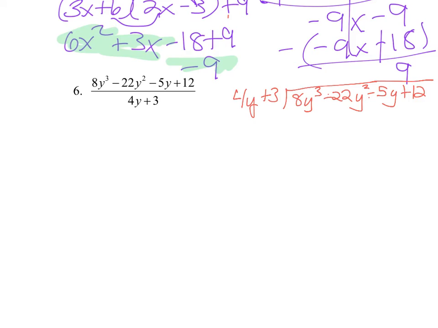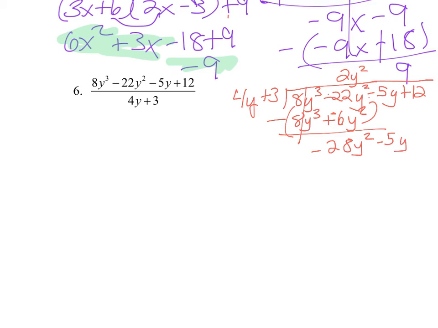Okay, so 4y to get 8y cubed needs a 2y squared. 2y squared times 4y is 8y cubed. 2y squared times 3 is 6y squared. All right, now I'm going to subtract this. The 8y cubes go out. The 6 becomes a negative 6. I now have negative 28y squared. I bring down the minus 5y. Minus 28y squared needs a negative 7y.